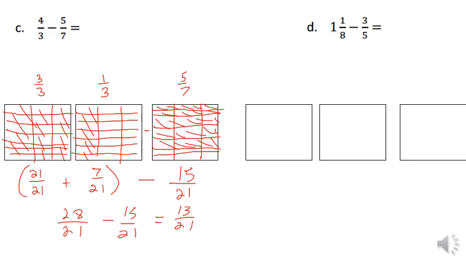Now 13 is a prime number, which means it only has factors of 1 and 13. So as long as 21 is not a multiple of 13, we know this is in simplest form. On D, now we have 1 and 1/8, and we're subtracting 3/5 from it.